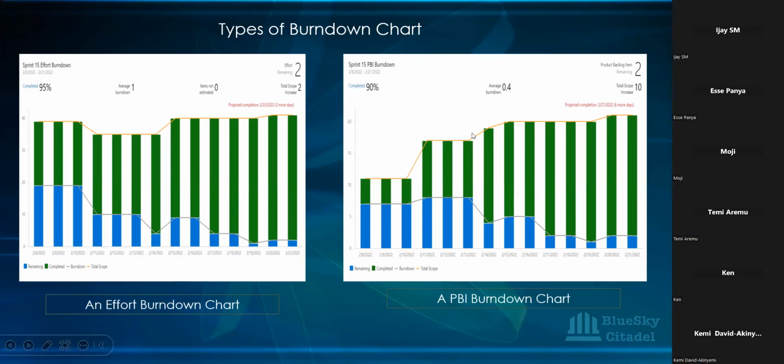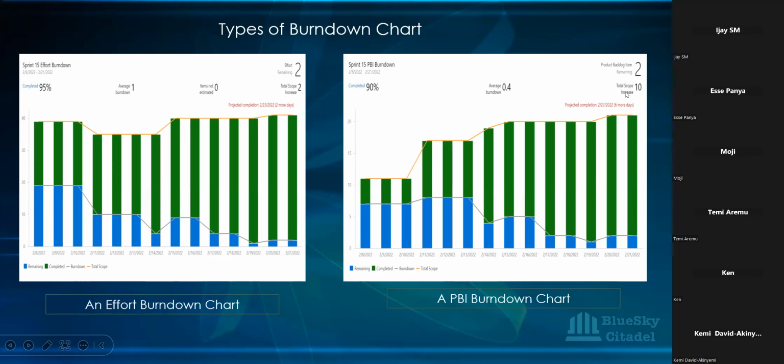What you have is, this one is saying that for the effort, it's just going to take 2 more days because the remaining effort is 2. Even though it's for the same sprint, they are tracking different things. This one is tracking the effort. This one is tracking the number of work backlog items. So you can see that it's saying the user story also is 2.